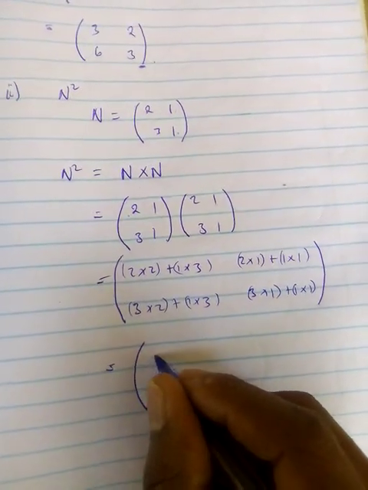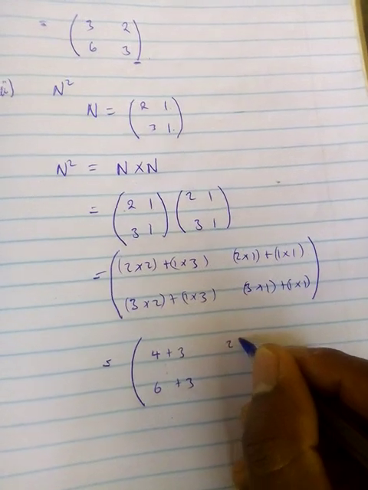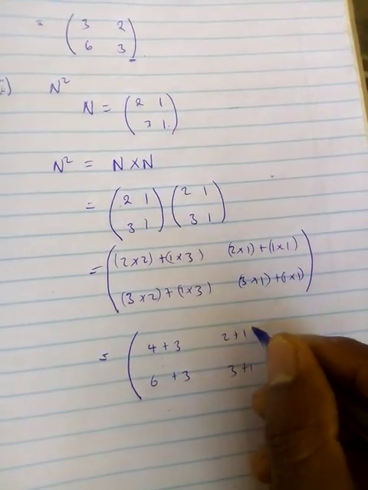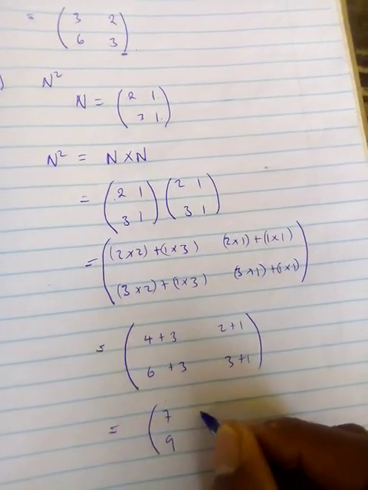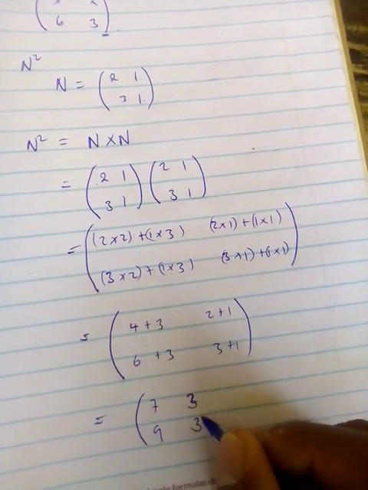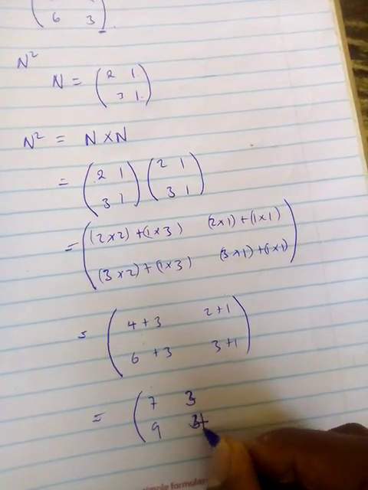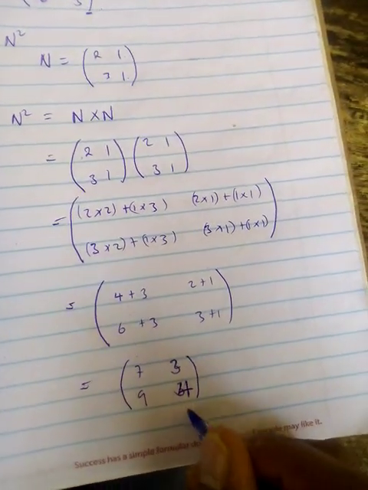2 times 2 is 4, plus 3. This is 6 plus 3, 2 plus 1, 3 plus 1. Such that this reduces to a 7, a 9, a 3, sorry, with this as a 4. So sorry, yeah, this is a 4.